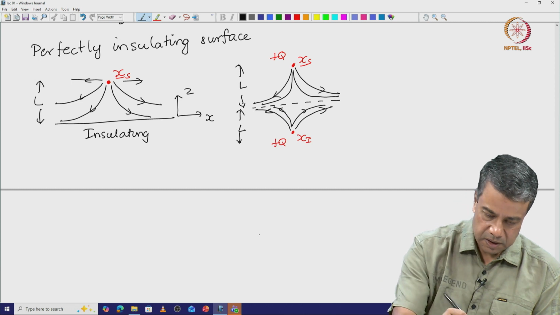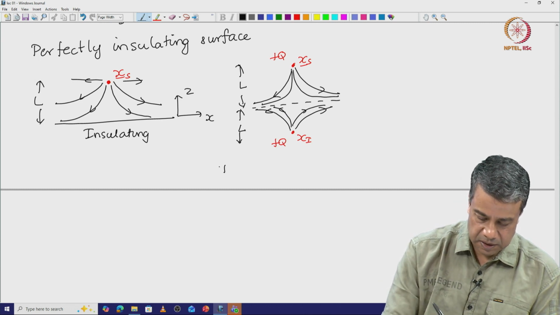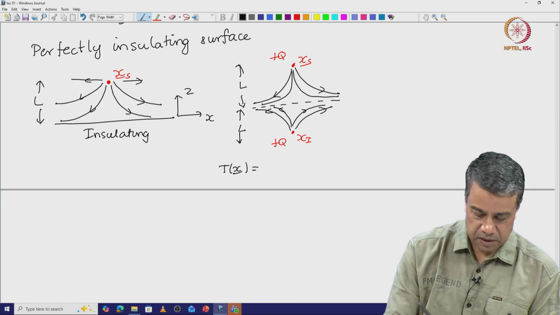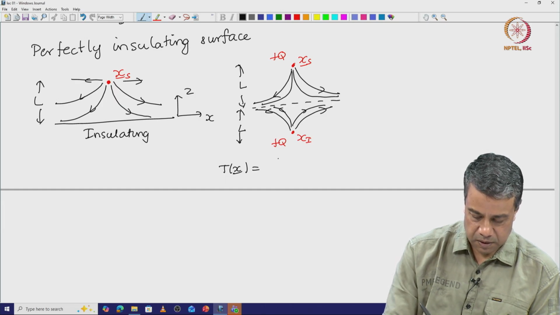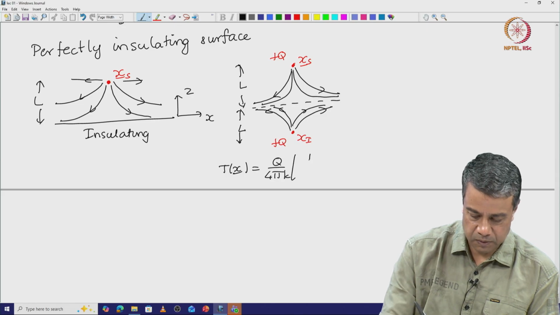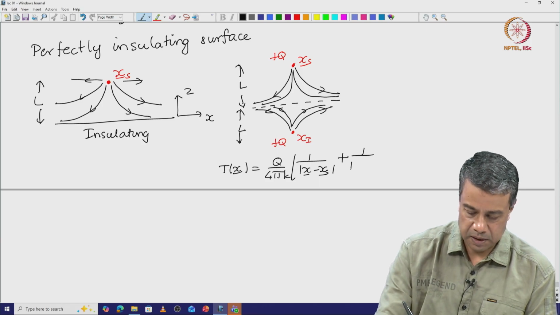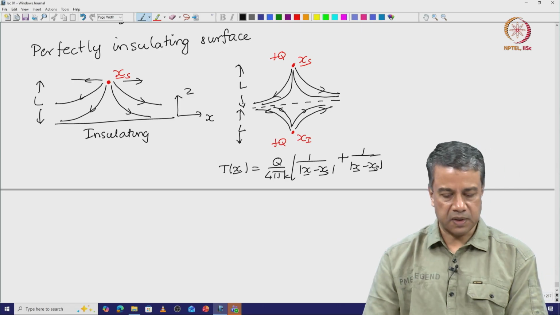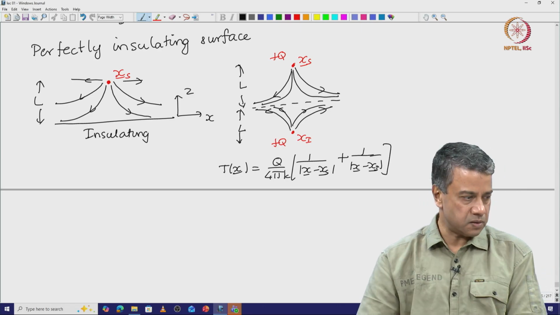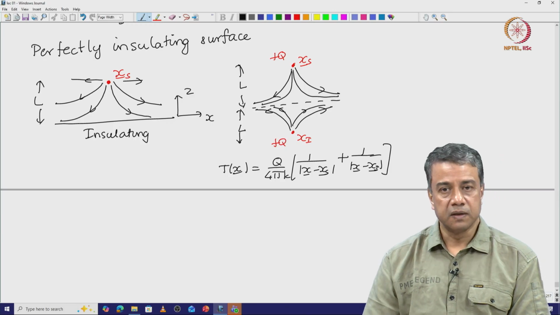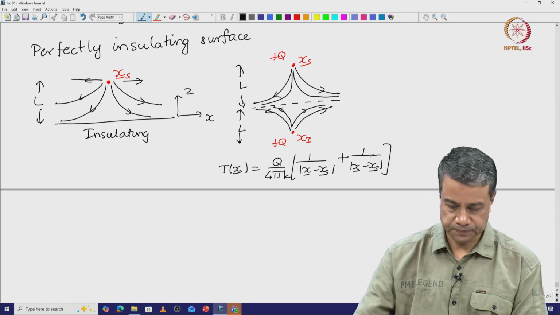And the temperature field due to this, T of x, is equal to Q by 4 pi k into 1 by the magnitude of x minus the source point, plus 1 by the magnitude of x minus the image point. So, you have to add up the contributions due to the source and due to the image for an insulating surface.